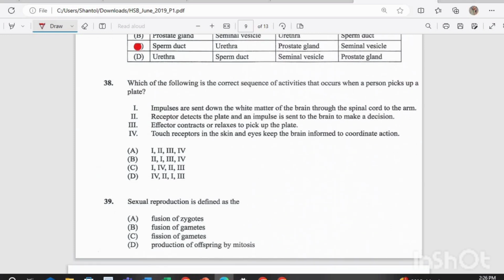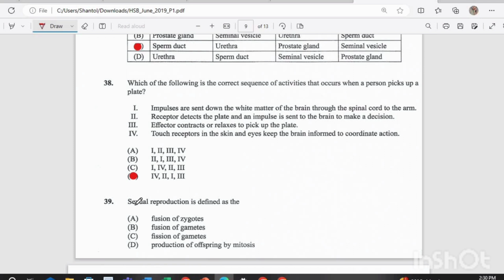Alright? Question 38. Which of the following is the correct sequence of activities that occurs when a person picks up a plate? The answer is D. First, touch receptors in the skin and eyes keep the brain informed to coordinate action. Then 2, receptors detect the plate and an impulse is sent to the brain to make a decision. Then 3, impulses are sent down the gray matter to the brain through the spinal cord to the arm. And finally, the effector contracts or relaxes to pick up the plate.